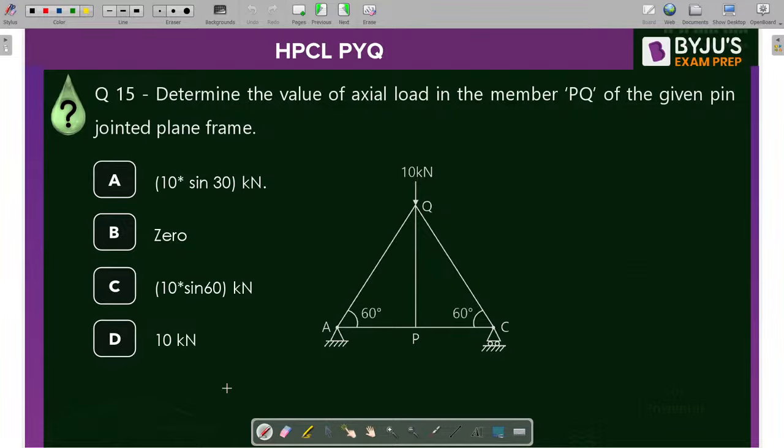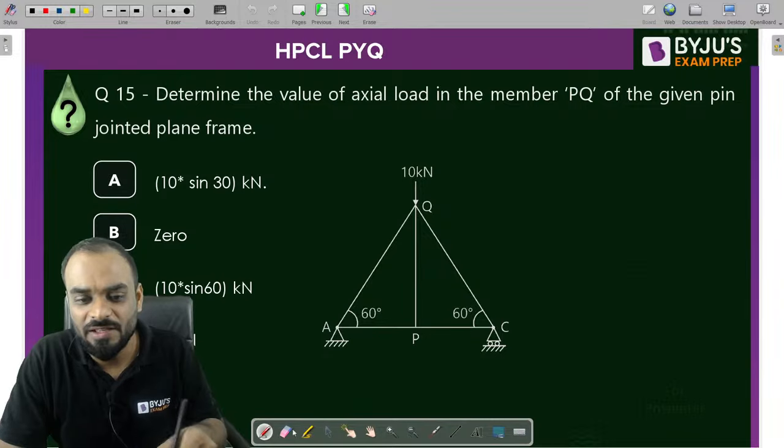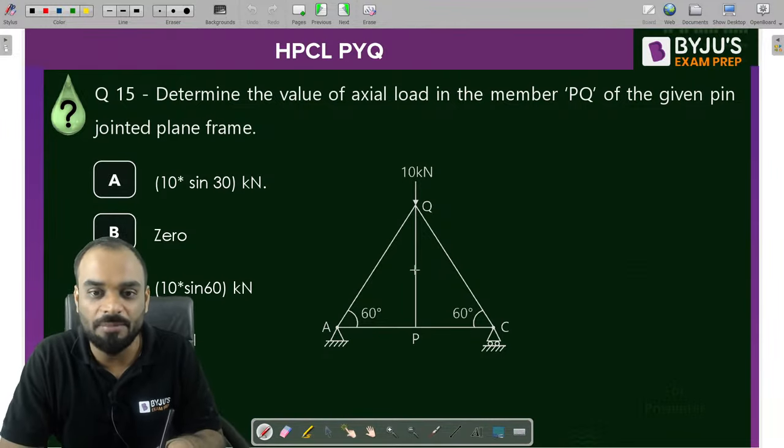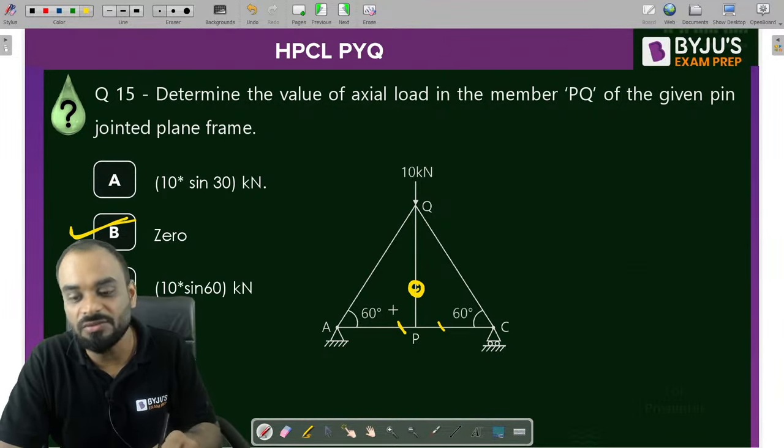Next question is related to the truss, right? And you can give the correct answer, guys. I think it is very simple. B, okay. Very nice, very nice. You know that, guys, if I want to find out the force in this particular member, I can solve the joint Q, then this member will have zero force. So that's why B is the correct answer for the problem.